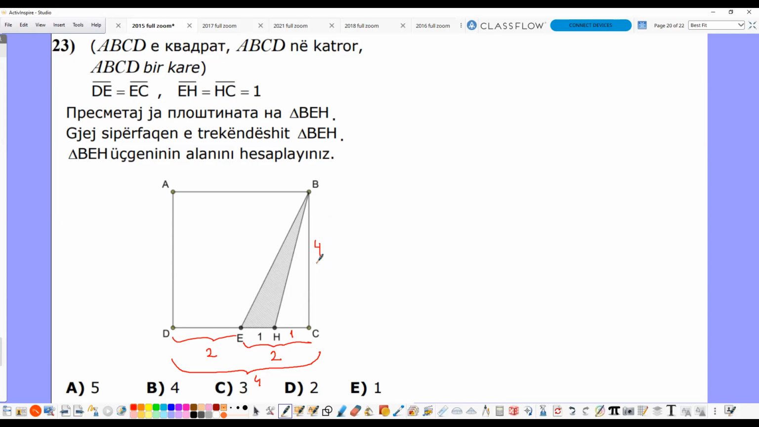Why is this side important for us? Because this side refers to H, and this side is the base. The area of the triangle is base times height over 2, which is base is 1, height is 4, over 2, which is 4 over 2. That's going to be 2. So the answer is going to be 2.